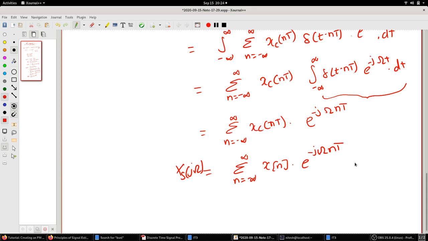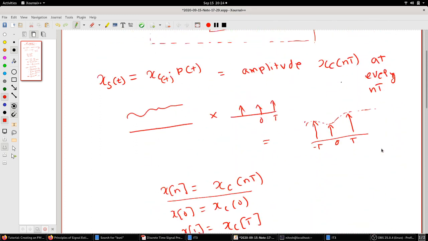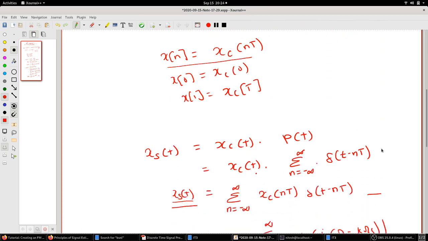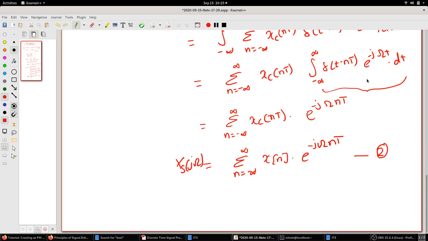I will write this as equation 2, and the earlier expression will be my equation 1. So now the thing is, let me just add a page here.